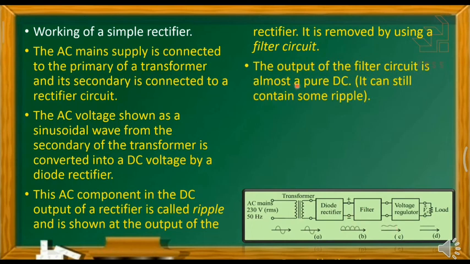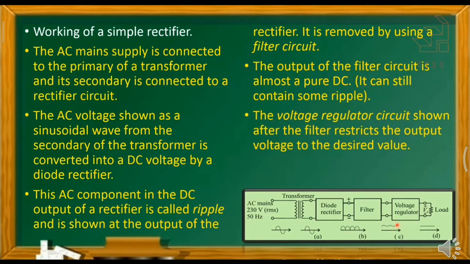The output of the filter circuit is almost pure DC. It can still contain some ripples. So the voltage regulator circuit shown after the filter restricts the output voltage to the desired value. We can remove the ripple so that we can get a straight line. For that purpose we can use a filter.